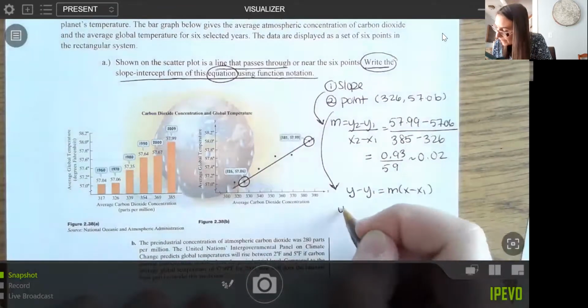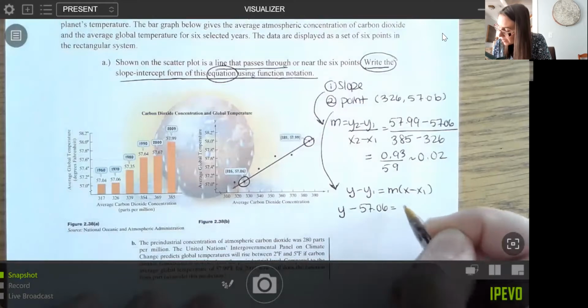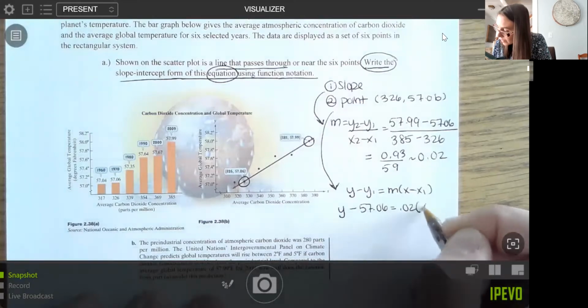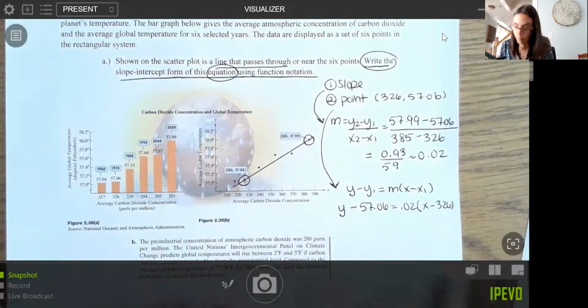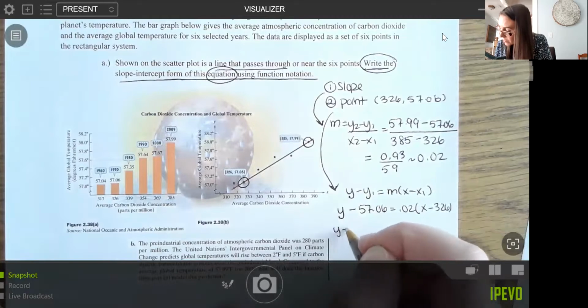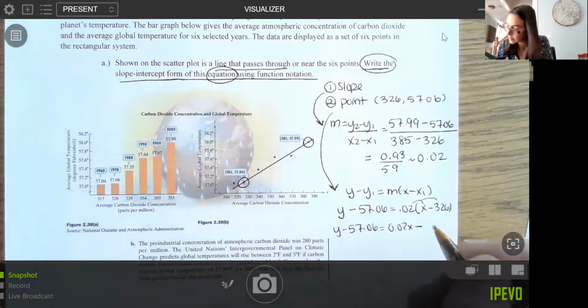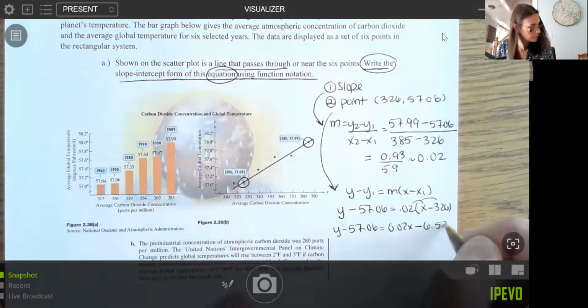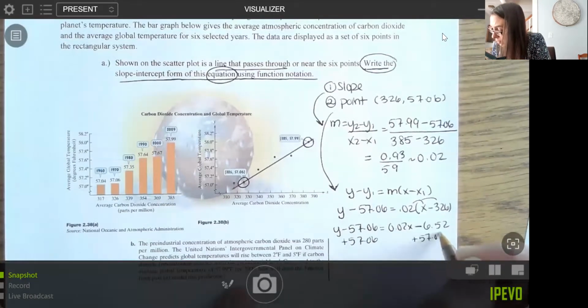So I have y minus 57.06. My m is 0.02, x minus, let's see, 326. I'm going to simplify here. So I have y minus 57.06. I'm going to multiply through by that 0.02. And I get 6.52. And then I'm going to go ahead and add that 57.06 to both sides. And I just use my calculator here.